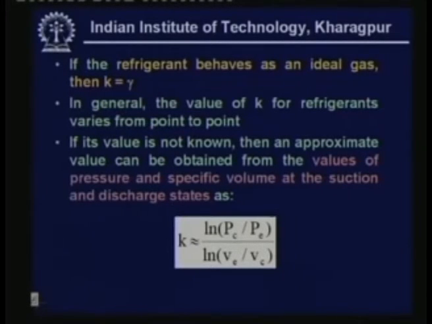That means, let us say we know the suction pressure and suction specific volume, and we also know the discharge pressure and discharge specific volume, and we know that the process follows the path PV to the power of k is constant. Using this information, we can find out the approximate value of k, which is equal to natural log of PC divided by PE, divided by natural log of VE divided by VC, where PC and PE are condenser and evaporator pressures, and VE and VC are the specific volume at the inlet to the compressor and the specific volume at the outlet of the compressor.